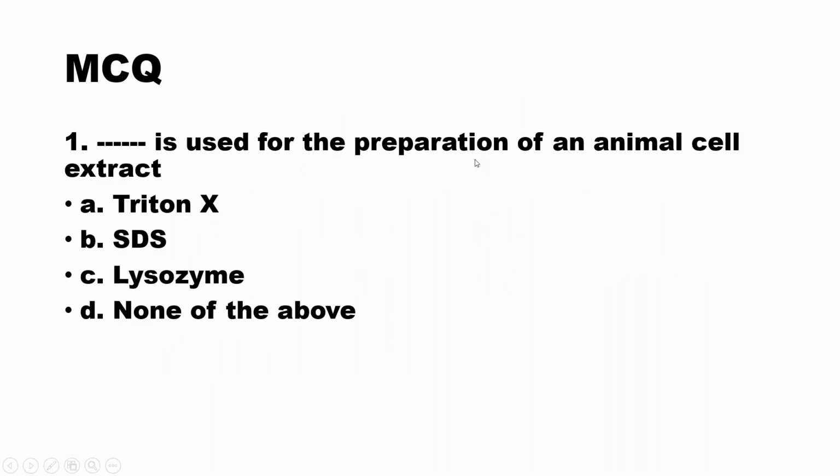Our first question: dash is used for the preparation of an animal cell extract. Option A, Triton X. Option B, SDS. Option C, lysozyme. Option D, none of the above.